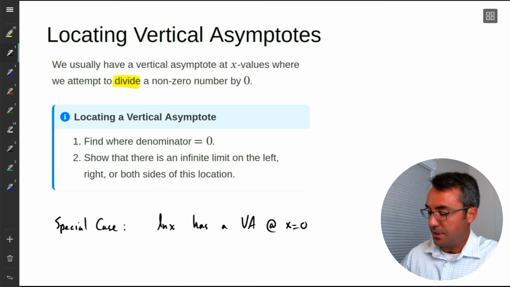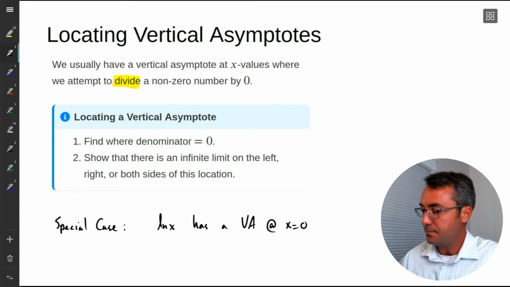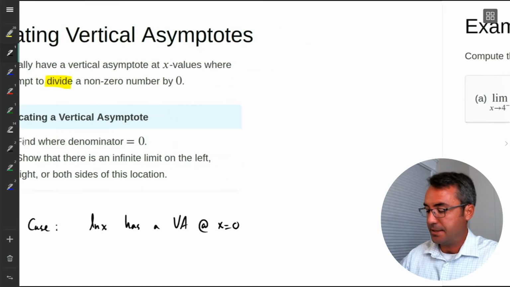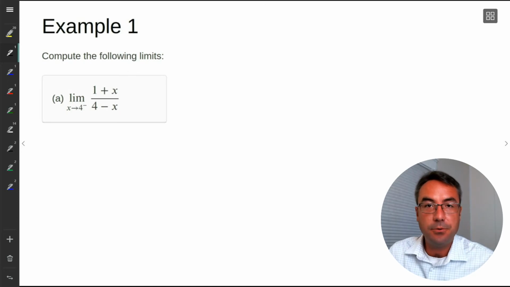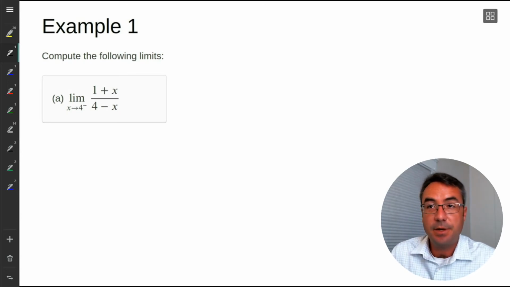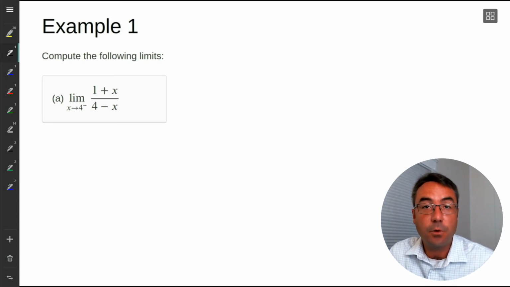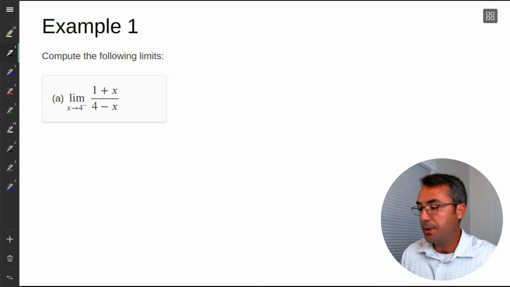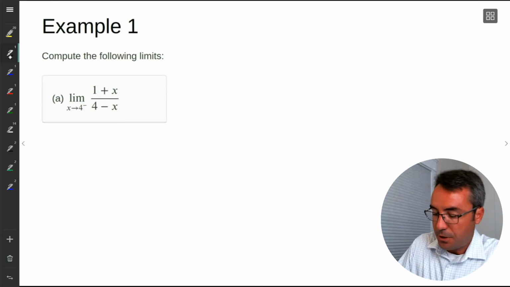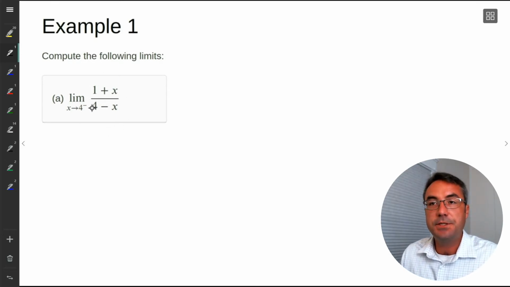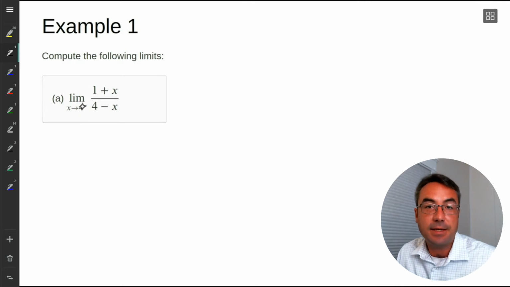All right, so let's try some examples. So let's look at example 1. We're going to compute this limit, the limit of 1 plus x over 4 minus x as x approaches 4 from the left. All right, so what are we going to do? So step 1, we're going to just take this number that x is approaching and we're going to plug it into this function.